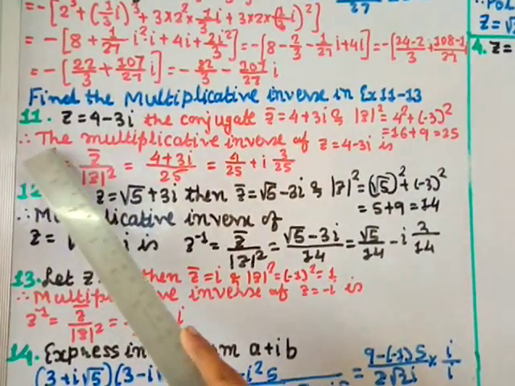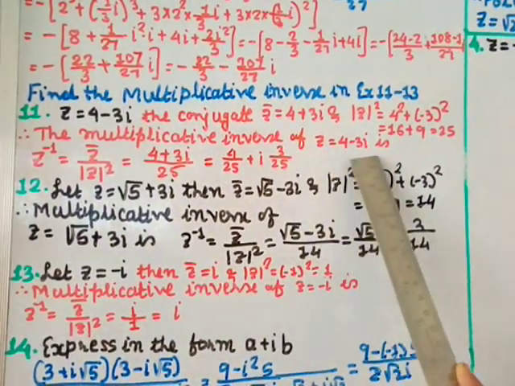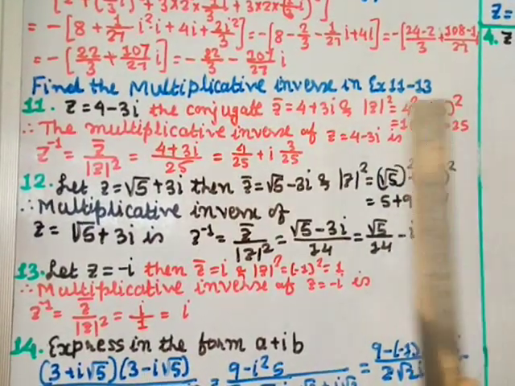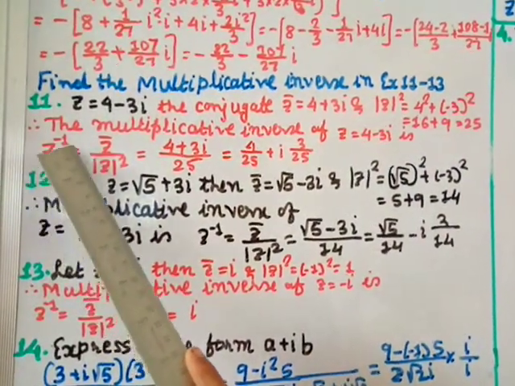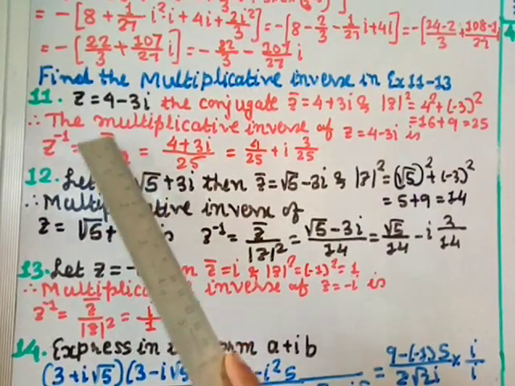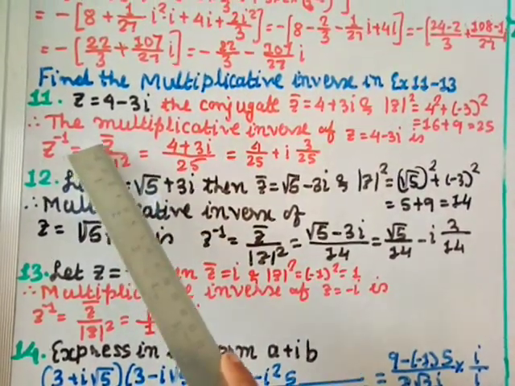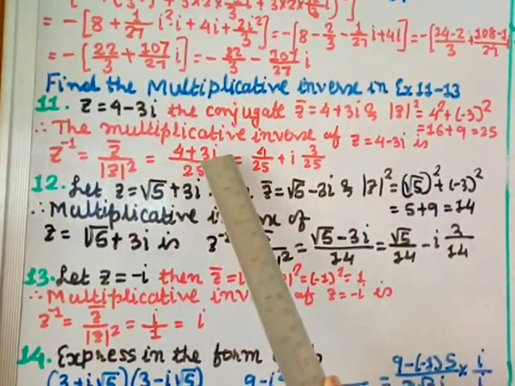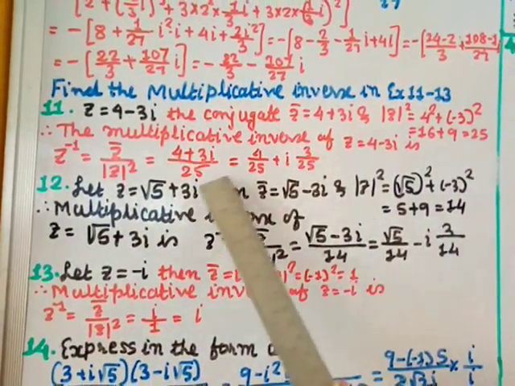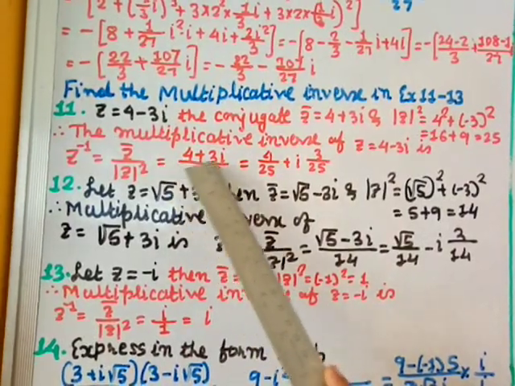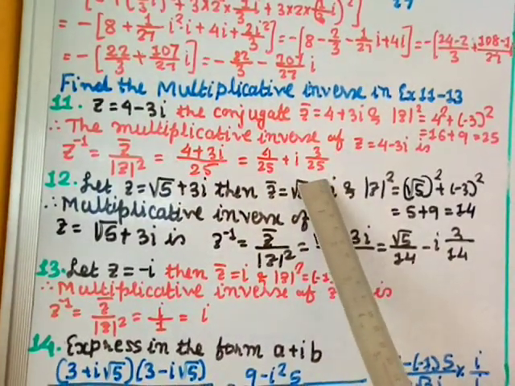Okay, therefore the multiplicative inverse of z equal to 4 minus 3I is the formula I have given in the last class. Z inverse equal to conjugate of z divided by modulus of z whole square equal to, we have got all the values, place the value. This value is 4 plus 3I and this value is 25, so put 25. Divide each term separately, so 4 by 25 plus I into 3 by 25.